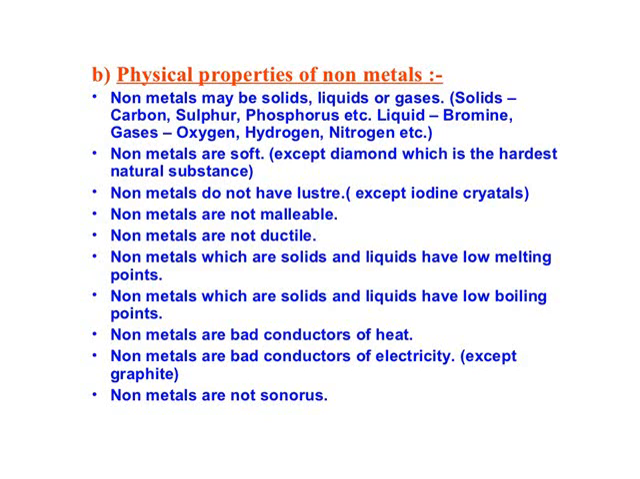Non-metals are not malleable. They cannot be made into thin sheets. Non-metals are not ductile. They cannot be made into wires. Non-metals which are solids and liquids have low melting points. Non-metals which are solids and liquids have low boiling points. Non-metals are bad conductors of heat. Non-metals are bad conductors of electricity except graphite. Non-metals are not sonorous. So these are the properties, or in general we say characteristics, of non-metals.